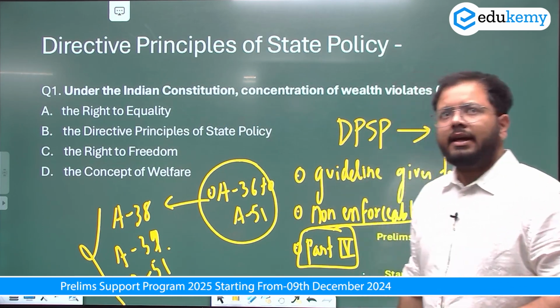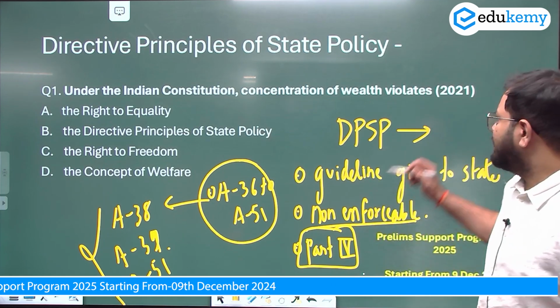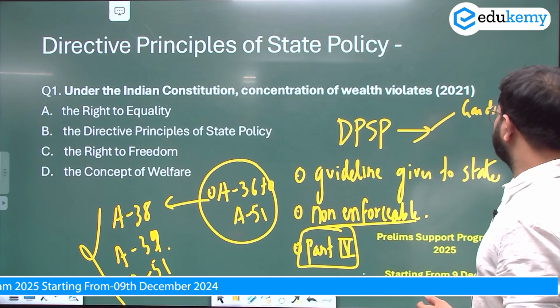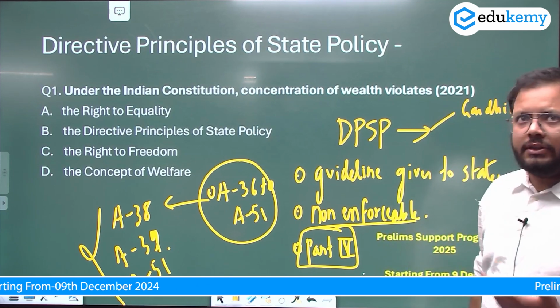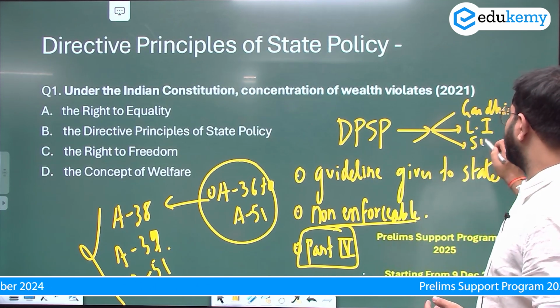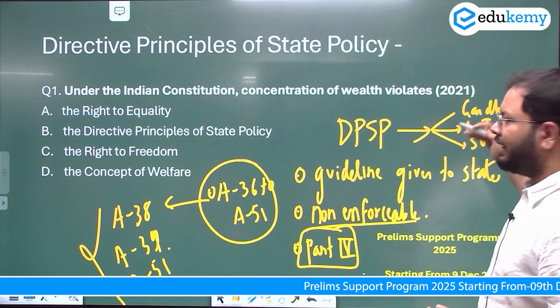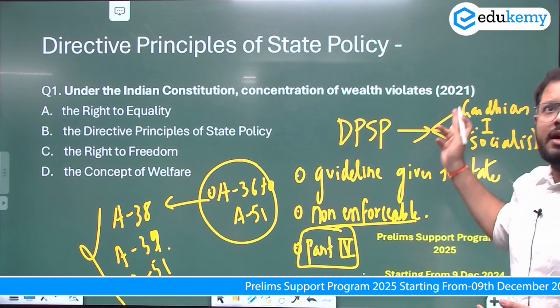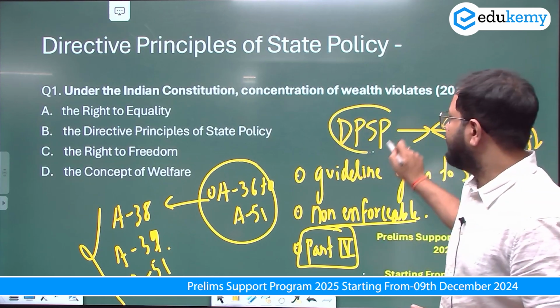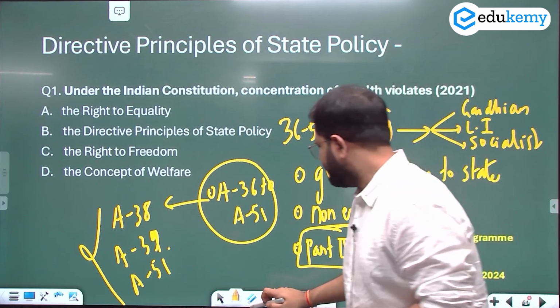And one more thing, the DPSP can be classified into different principles. We have Gandhian principles based on Gandhian ideology, we have liberal intellectual principles, and we have socialist principles. These three, Gandhian, liberal intellectual, and socialist principles, together make up DPSP, which is Article 36 to Article 51.